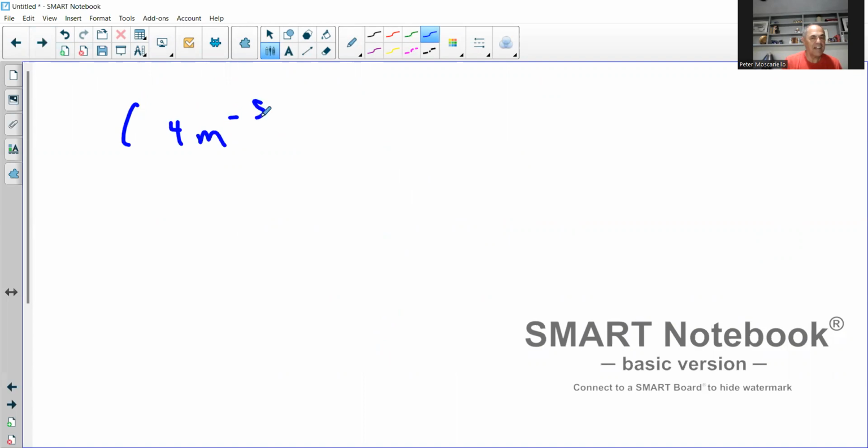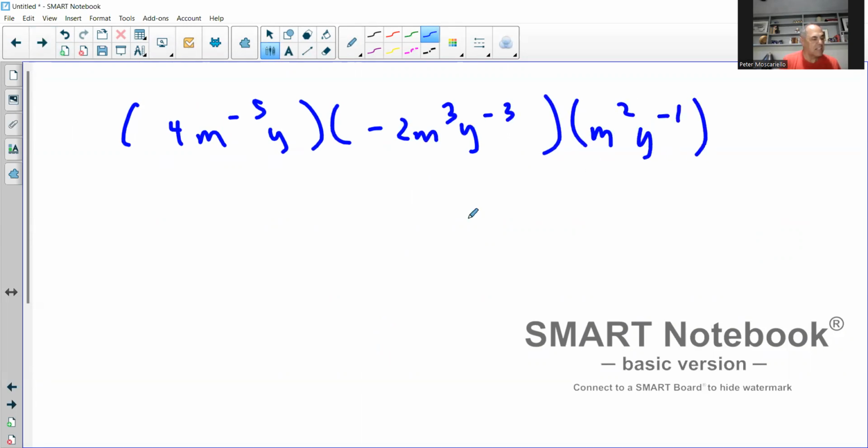4m to the negative 5, y, times negative 2m cubed, y to the negative 3, times m squared, y to the negative 1. I think that's it. Multiply coefficients. 4 times negative 2 is negative 8, times 1 is negative 8. Add the exponents on m. Negative 5 plus 3 is negative 2, plus 2 is 0. And on the y's, 1 plus negative 3 is negative 2, plus negative 1 is negative 3.